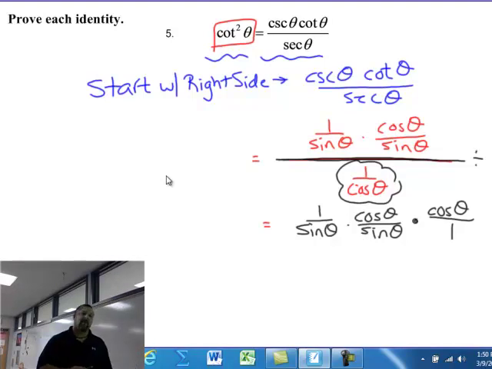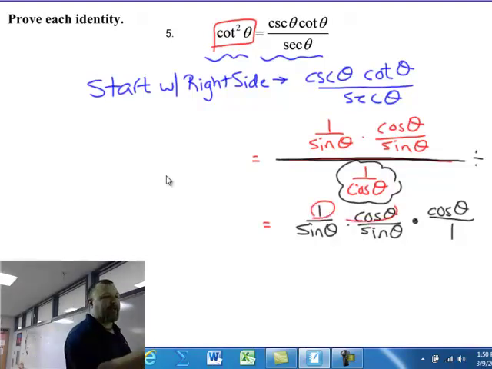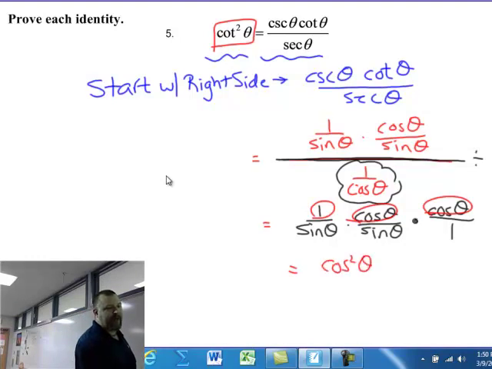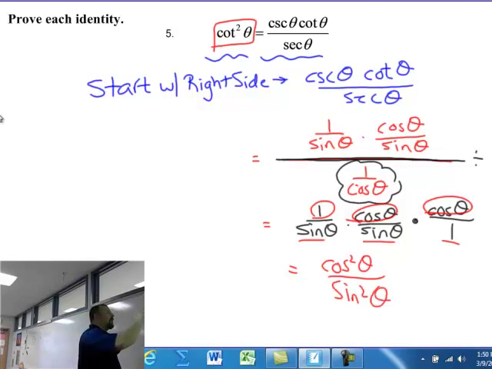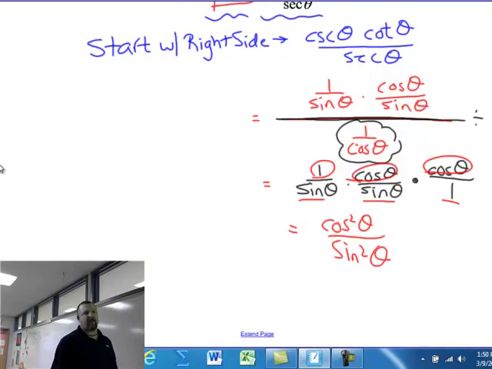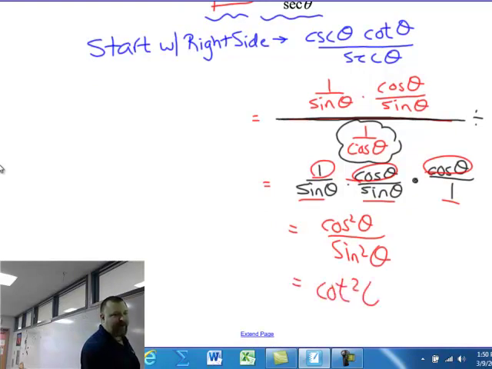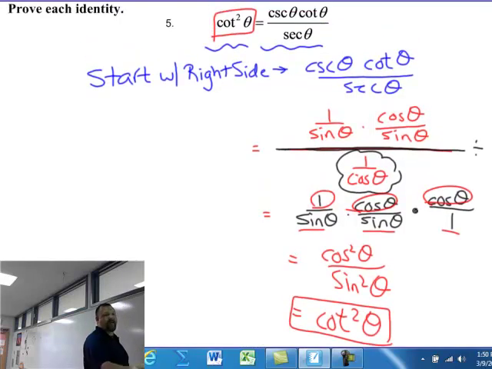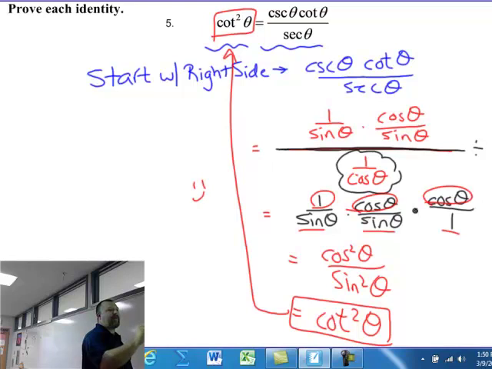Multiply straight across the top. So we have 1 times cosine is cosine squared of theta, over sine times 1, which is sine squared of theta. And what is cosine squared divided by sine squared? Cotangent squared of theta. Oh wait, that was the other side. And that's what we really wanted. We did it. And we're happy, and we move on.